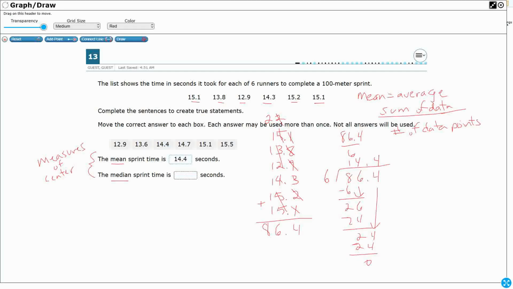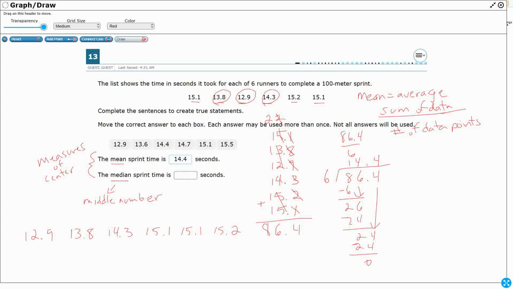That could also be the median, but it might not be. The median is going to be close because they're both a measure of center. In this case, the median is the middle number. So what we need to do is line them up in order from least to greatest, so 12.9, let's do 13.8, and then I've got 14.3. So we're just ordering them. And then I've got 15.1, 15.1, and then 15.2.